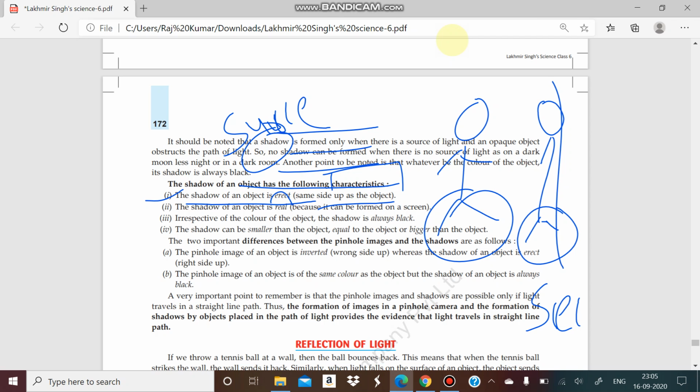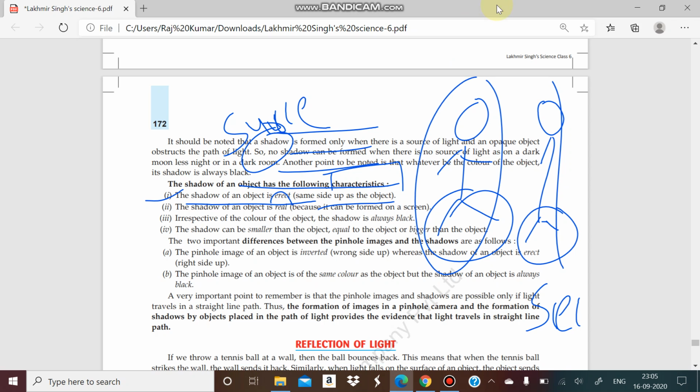But in the pinhole camera we have seen the image is inverted, just the reverse of the object. If the object is standing, the image will be formed just inverted. So these are just the opposite of the pinhole camera.